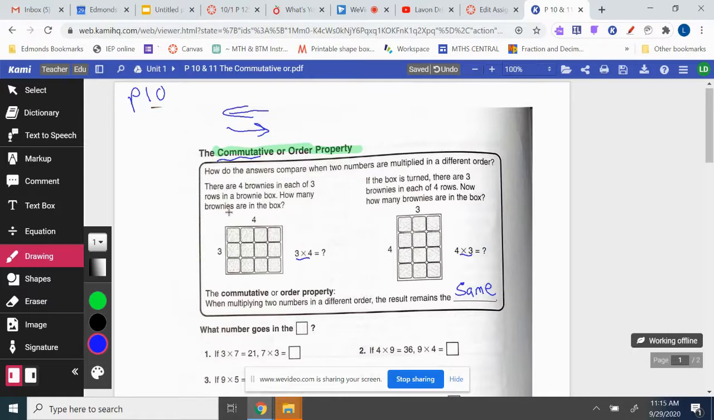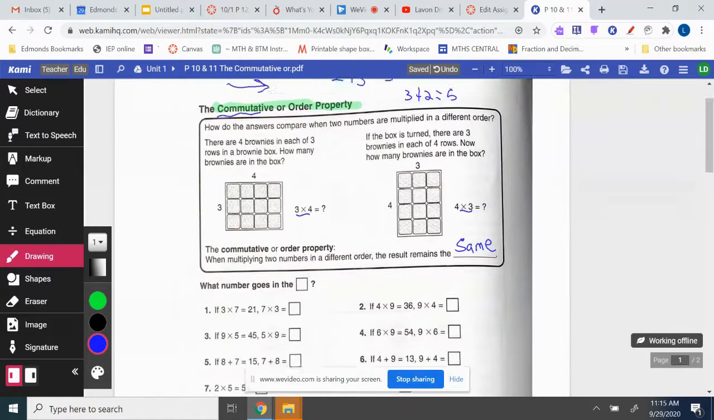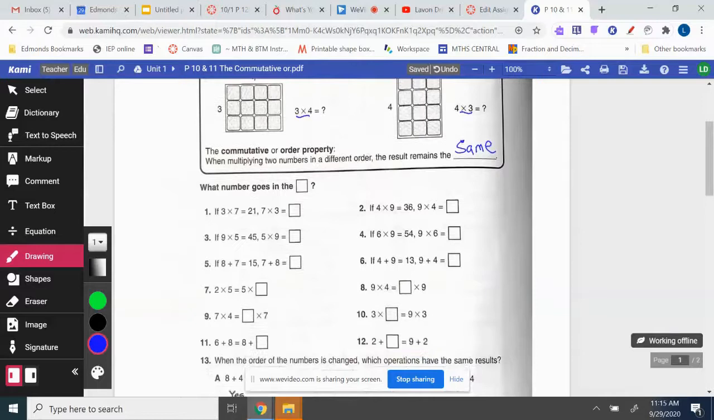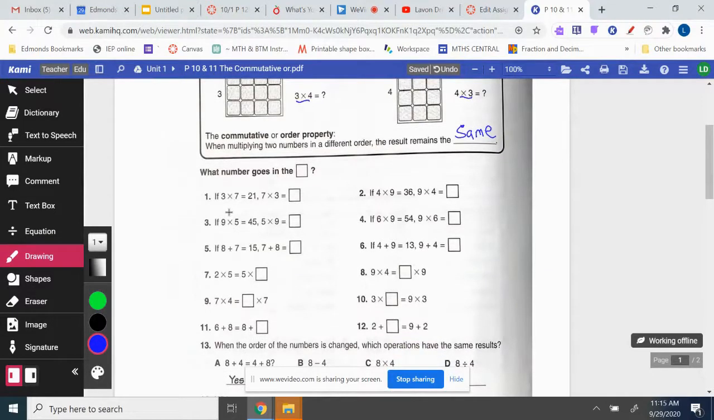The same with if I do 2 plus 3 equals 5. It doesn't matter if I go 3 plus 2, I get 5. And that's what they want you to notice in this lesson. So they want you to know what number goes in the box. If 3 times 7 equals 21, then 7 times 3 equals 21. I'm going to write that to the side because I cannot write it in the box. That's how they want you to do this. This should be really, really easy.